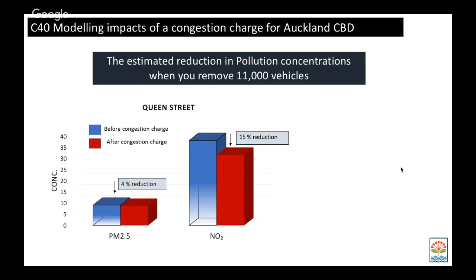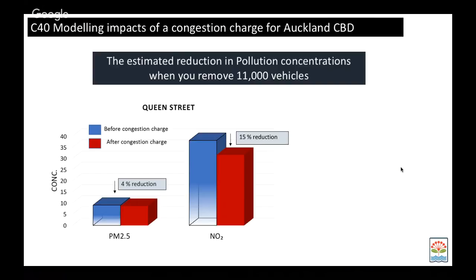So this is about the C40 modelling impacts of bringing in this congestion charge and the benefits of an estimated reduction in concentrations when you remove 11,000 vehicles. So we get a 4% reduction for PM2.5 and 15% reduction for NO2.